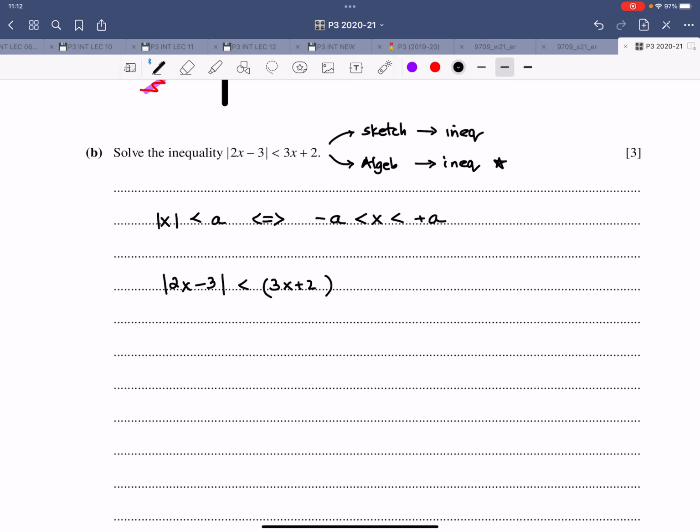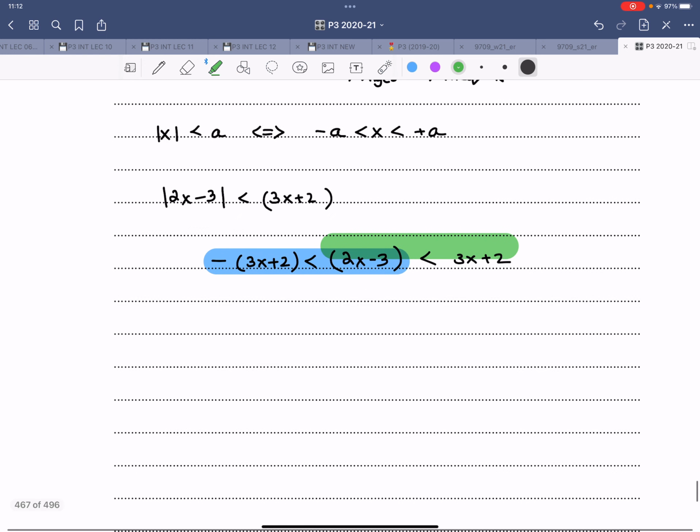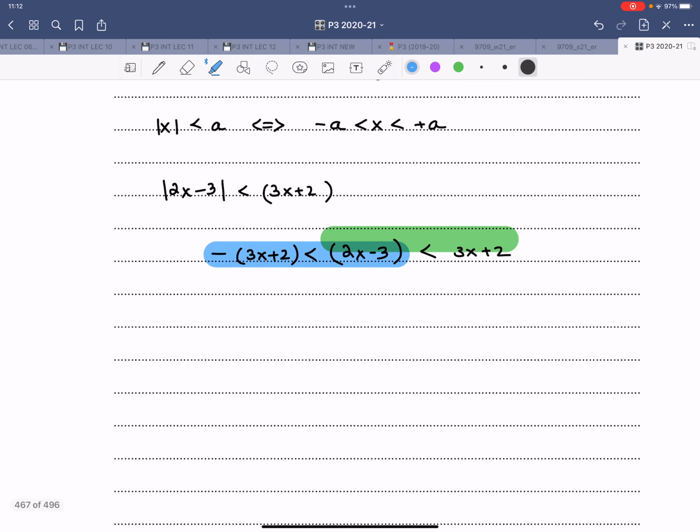So I'll write this as 2x − 3 lies between negative (3x + 2) and 3x + 2. Got the idea? Now this is one thing that you need to solve, and this is the other one. If I solve the blue one on the left, then I'll solve the green one on the right. So negative (3x + 2) is less than 2x − 3, and 2x − 3 is less than 3x + 2.